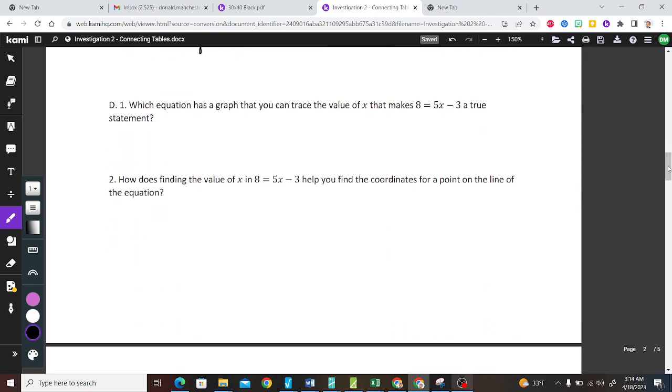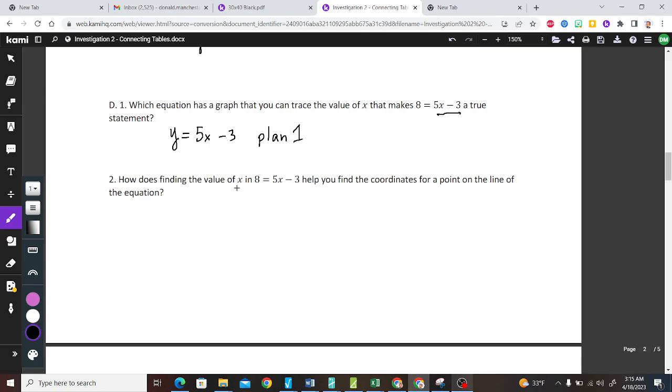So D is an interesting question. It's kind of one of those backward questions. It says which equation has a graph that you can trace the value of x that makes 8 equals 5x minus 3 a true statement. So we have to think about that. There's only one equation that has these two pieces. And so the equation that we want is y equals 5x minus 3, which is plan 1.